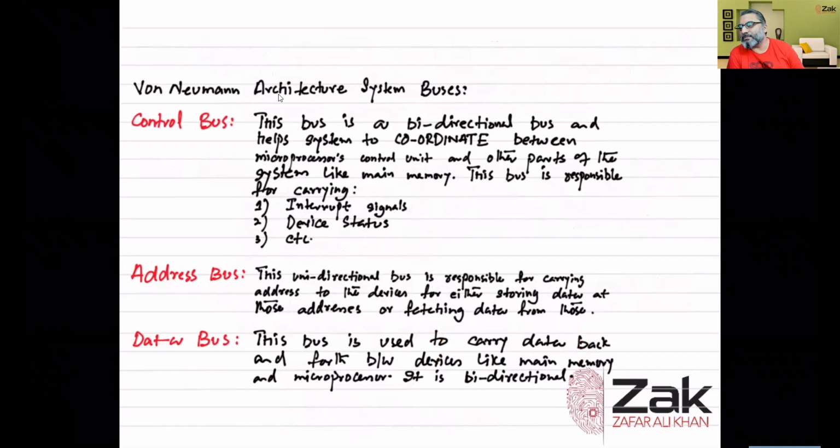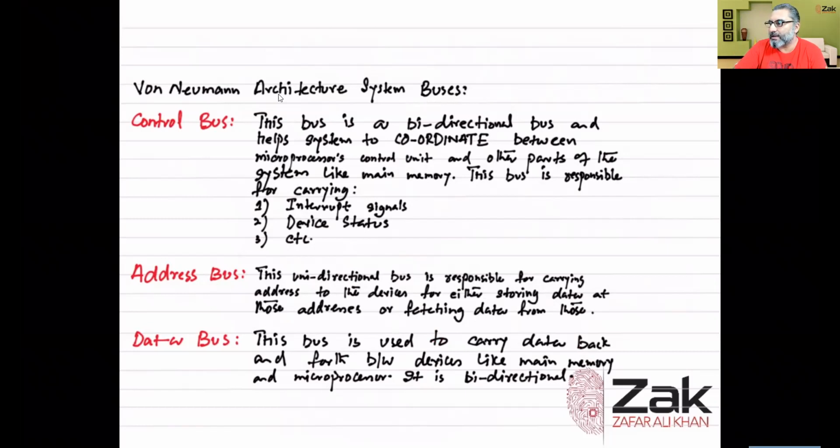This bus is responsible for carrying interrupt signals. We will study about it. Interrupt is part of the Von Neumann architecture topic in your syllabus, and device status. All right, and the address bus. This is unidirectional. I explained a lot about it. This unidirectional bus is responsible for carrying addresses to the devices for either storing data at those addresses or fetching data from those addresses. And then we have the data bus.